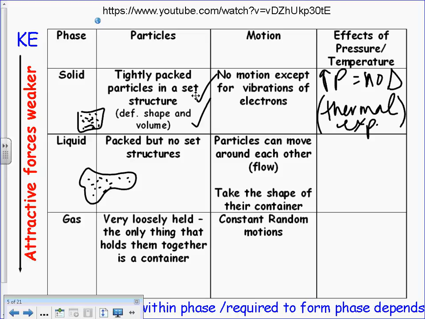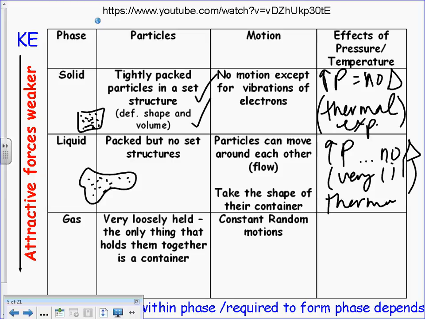Defined volume here means that when you add pressure to it, it may not really affect a whole lot. So increasing the pressure may cause no change. You could put very little change, but it's very insignificant. And again, if solids can do thermal expansion, liquids can also. So I'm going to put thermal expansion here. Whenever you heat up a liquid, it can expand just a hair.